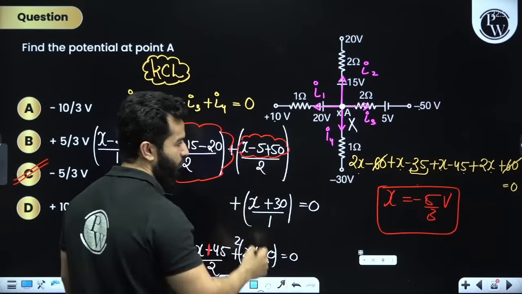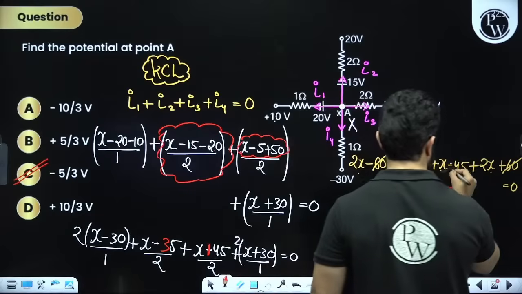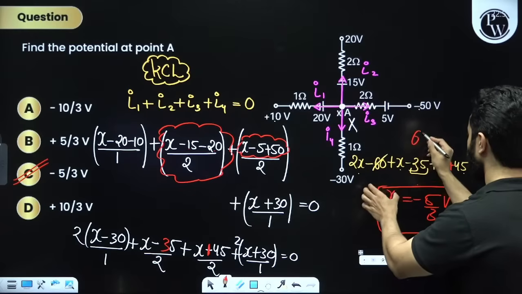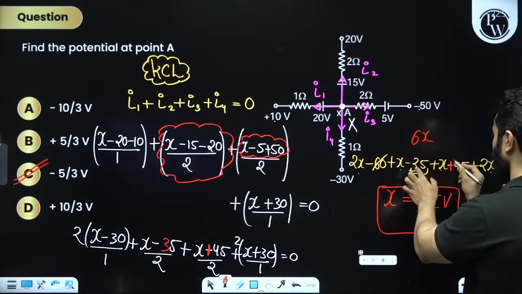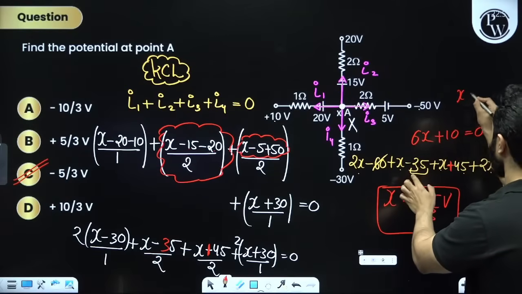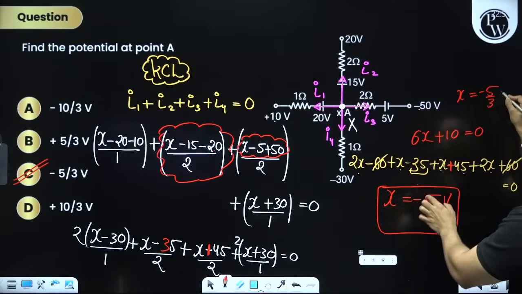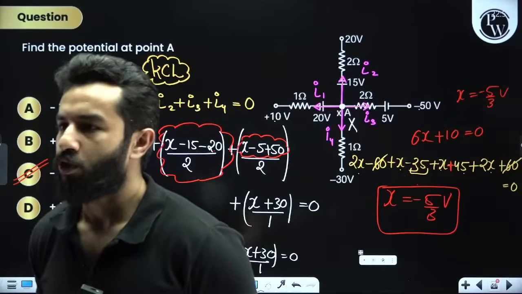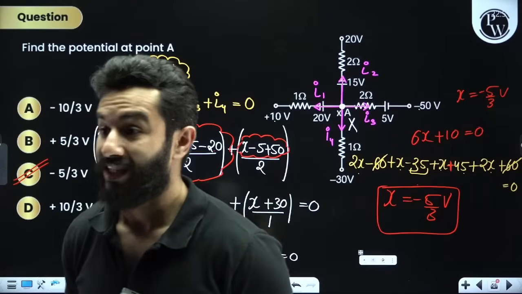Certainly, dear. So this is going to become plus. That's why we were not getting our answer. So now this will become 6x and this is plus 45. So this will become plus 10 equals 0 and x will be equal to minus 5 by 3. Thank you so much. What's your name, friend? Please explain the previous question.